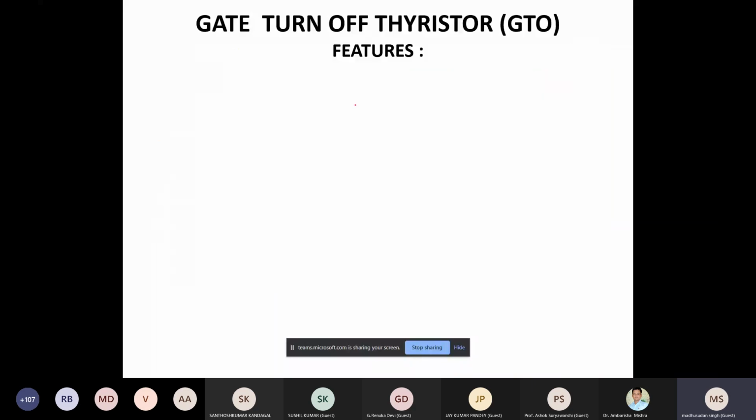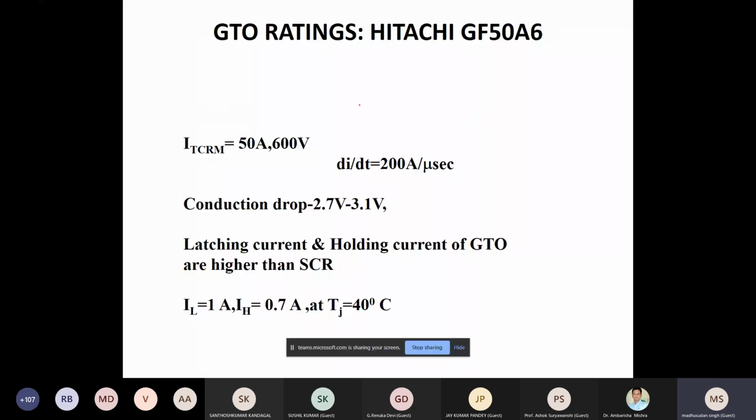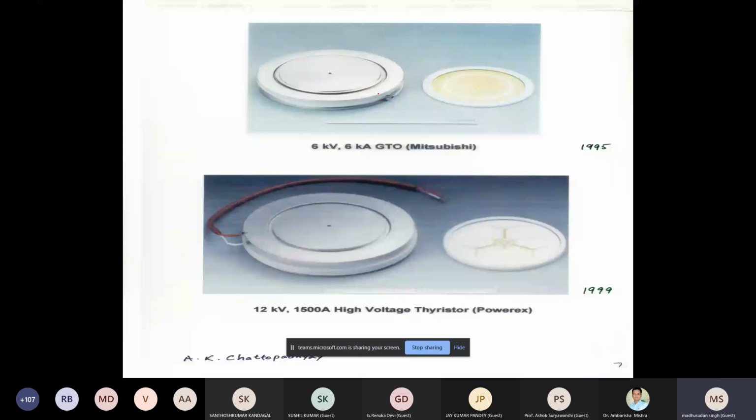I think that the detail of these devices I will scope. This is just for your few slides of Professor Ekuchettopadhyay. You see where he has shown how these devices look like, a GTO, which is a gate turn-off thyristor, right? 6 kV, 6 kilo ampere. You can put it on your hand, but you can imagine that such a small device can handle very large power.